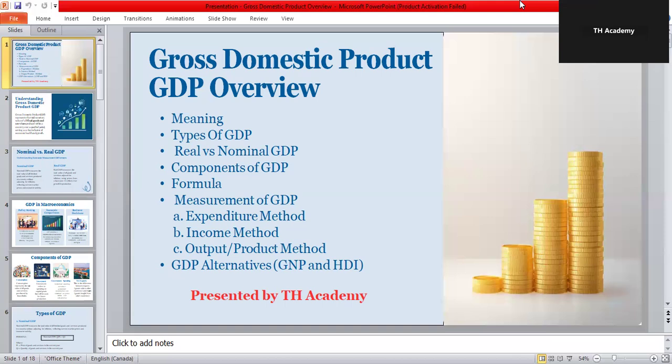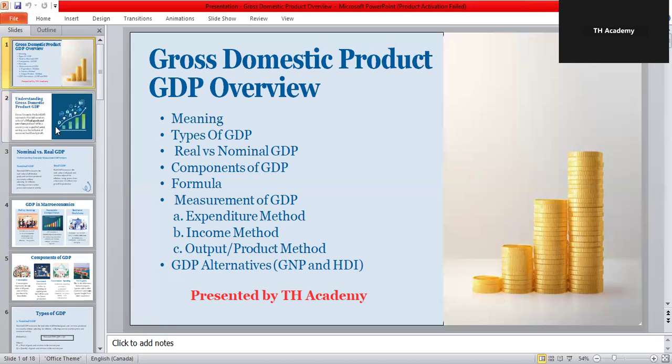Economists use three main ways to calculate GDP. First, the expenditure method, by adding up all spending. Second, the income method, by adding up all income. And third, by adding up all goods and services produced, that is the output or product method. Finally, we will also look at some other indicators like GNP and HDI, which help us understand a country's progress beyond just money. So now, let's start with the first slide.